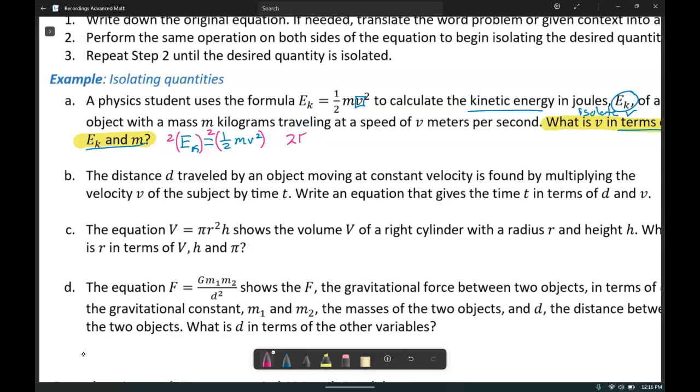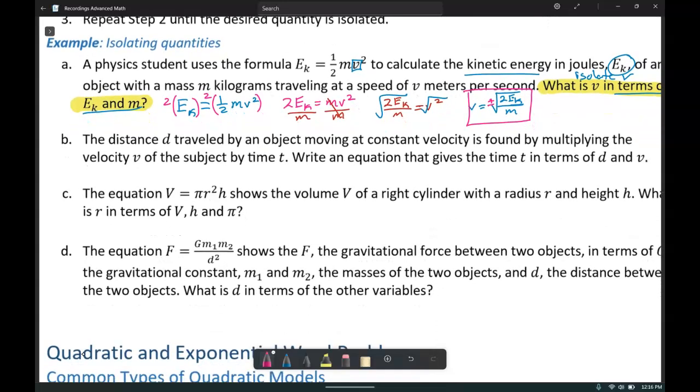2E sub k equals mv squared. And then we can go ahead and divide both sides of our equation by m to eliminate the factor variable m, giving us 2E sub k over m equals v squared. And then last but not least, to get rid of the exponent, we take the square root of both sides. So v equals the square root of 2E sub k divided by m. And since we used our square root property, then it is plus or minus the square root of 2 times E sub k divided by m.